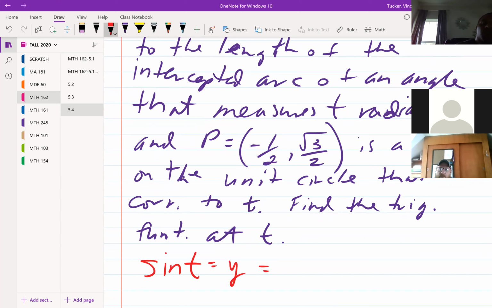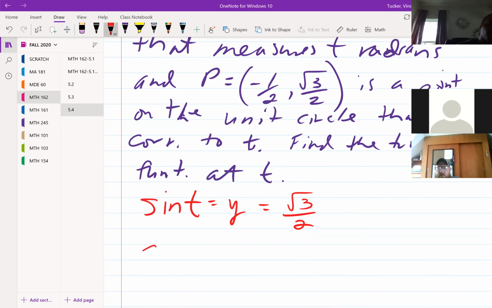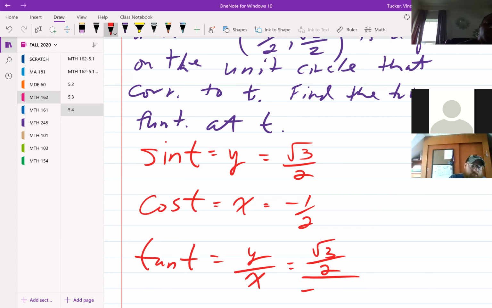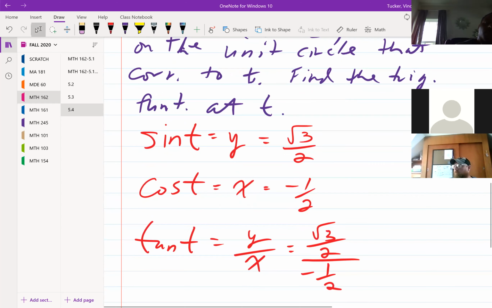Sine of t is just y, so that should be square root of 3 over 2. Cosine t is x, negative 1/2. Tan t is y over x, so that's square root of 3 over 2 divided by negative 1 over 2.